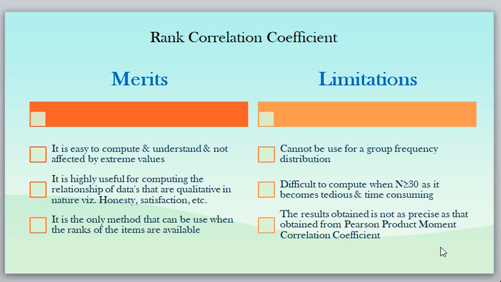And when it comes to limitations, we can see that it cannot be used for grouped frequency, so it can be used only on ungrouped data. And next, when the n value, the frequency, is more than 30, it becomes very tedious and time consuming to calculate. And the next is that the results obtained are not as precise as those obtained from the Pearson product moment correlation coefficient, because in Pearson we use ratio or interval scales, but in rank correlation we don't use such high quality scales, so the results obtained are not as precise.